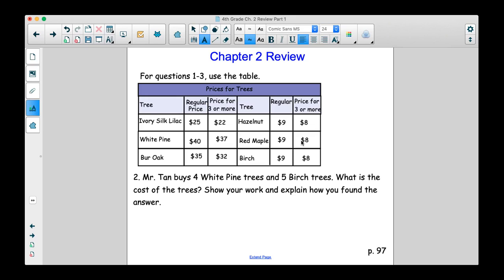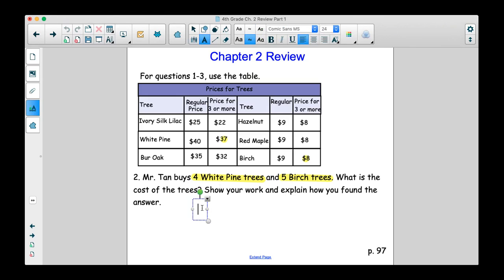Okay. So what do we know for sure in this story? We know for sure Mr. Tan is going to buy a whole bunch of trees, right? He's going to buy 4 white pine trees and 5 birch trees. Here's the white pine, and he's going to buy more than 3 of them, so he's getting that discounted price of $37 per tree. And 5 birch trees. Where are the birch trees? There they are. And he's buying more than 3 trees, so he's getting the discounted price there.